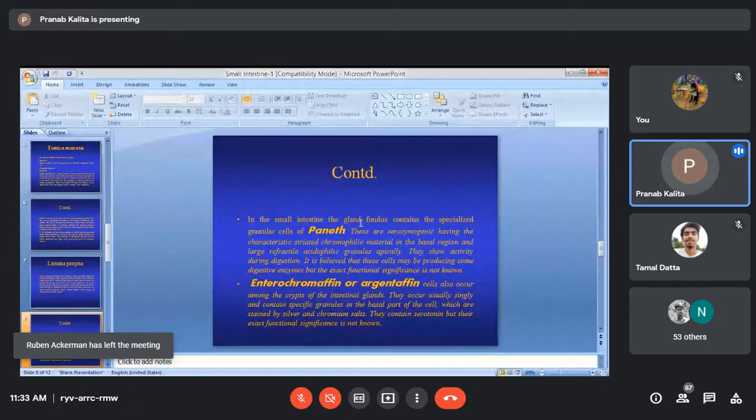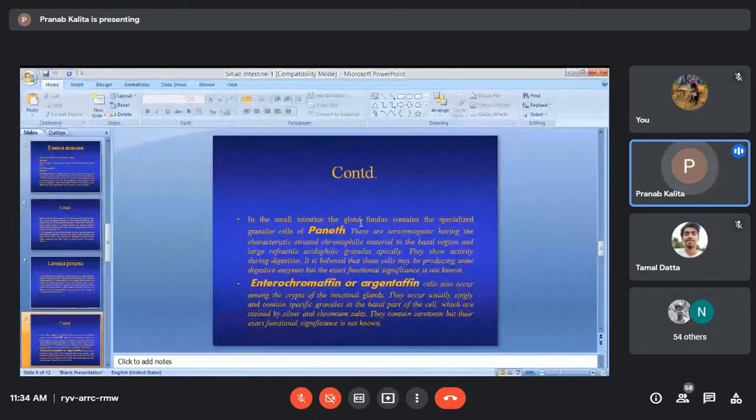The fundus of the glands contains specialized granular cells that are called Paneth cells. These Paneth cells, by this time, are identified only in the horse and the ruminants, not in the other species. They are serozymogenic, having characteristic basophilic, chromatophilic material in the basal regions and large refractile acidophilic granules. It is believed that these cells may produce some digestive enzyme, but the exact functional significance is not known.